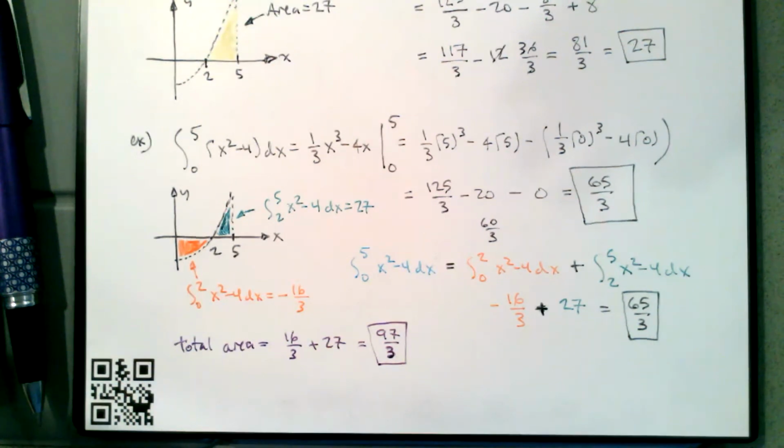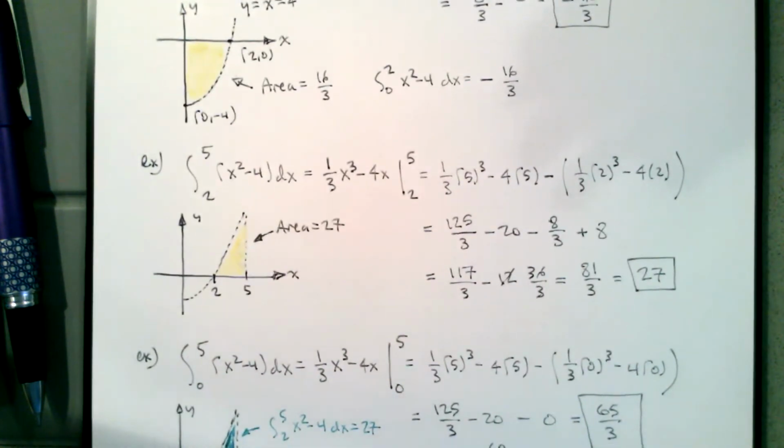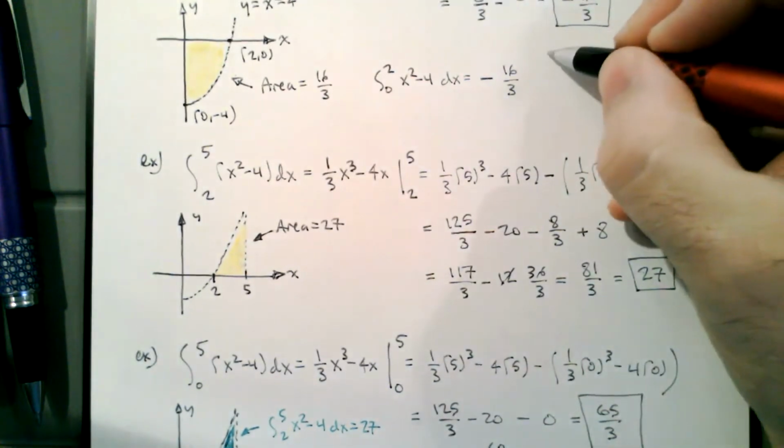The 65 over 3 is the definite integral from 0 to 5. And when we calculate the definite integral from 0 to 5, the definite integral calls the area below the x-axis negative. So remember, the integral from 0 to 2 is negative 16 over 3. The area of that region is 16 over 3, but the definite integral is calling it negative because it's below the x-axis.